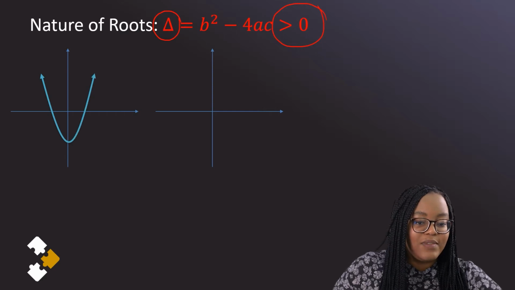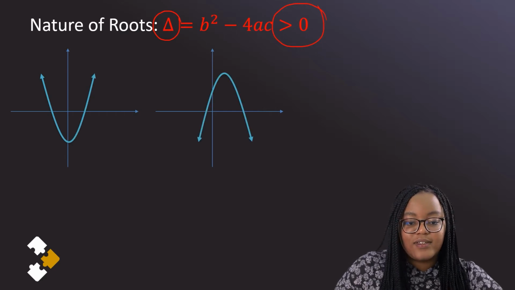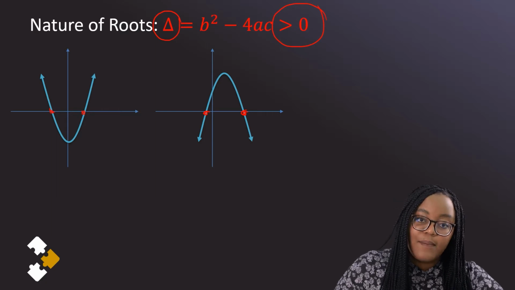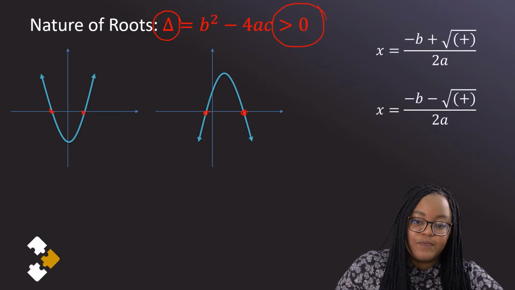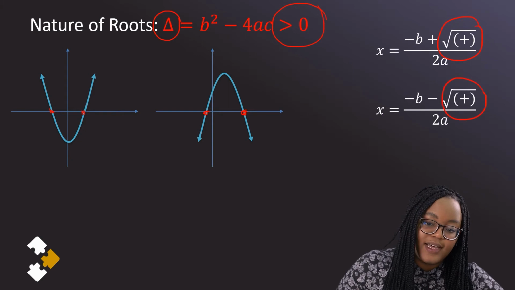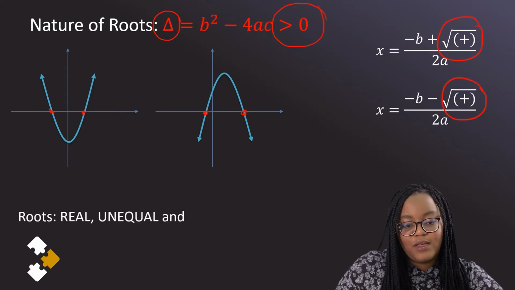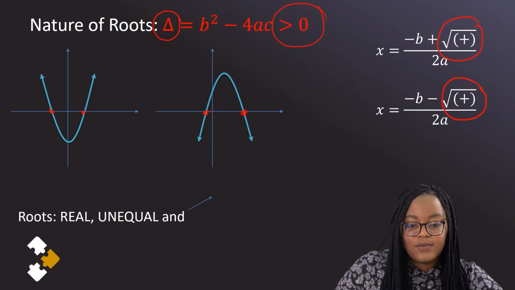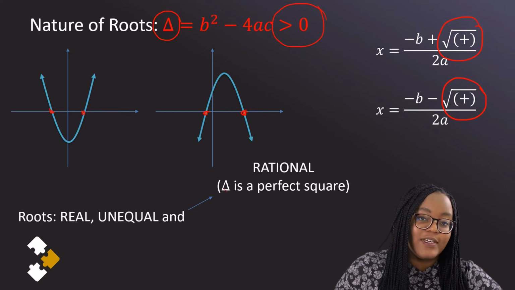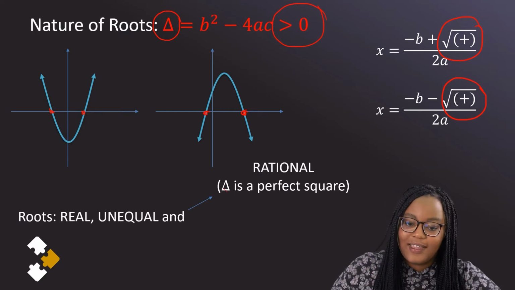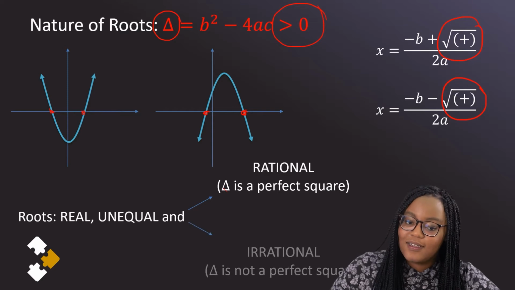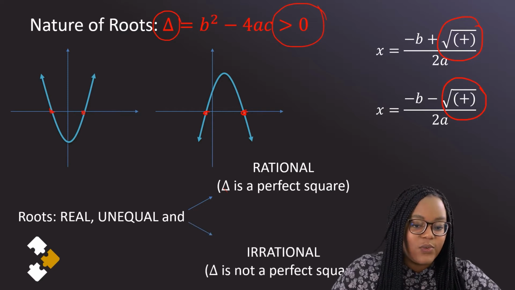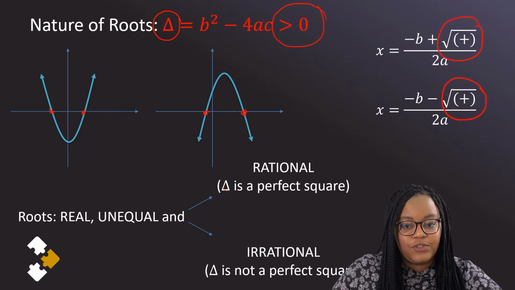your function will look something like this, or like that, and you can see that your x-intercepts will be present, and there will be 2 of them, which means that underneath this root sign you have a positive value. Your roots are real, as can be seen. They are unequal, and where your delta is a perfect square, like 4 or 9, there'll be rational roots. And where delta is not a perfect square, your roots will be described as irrational.